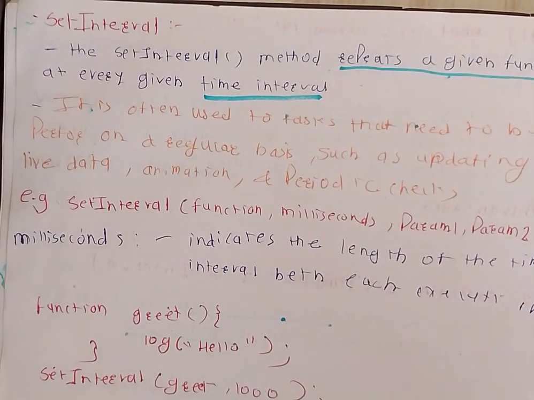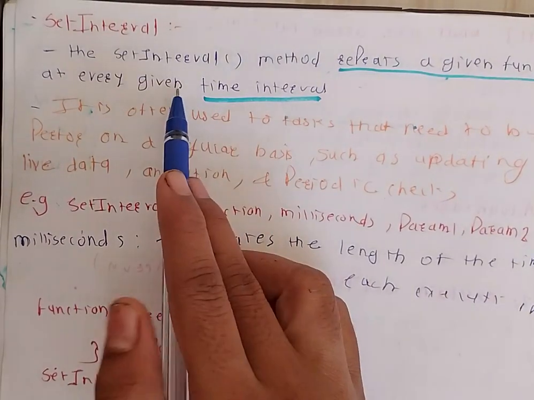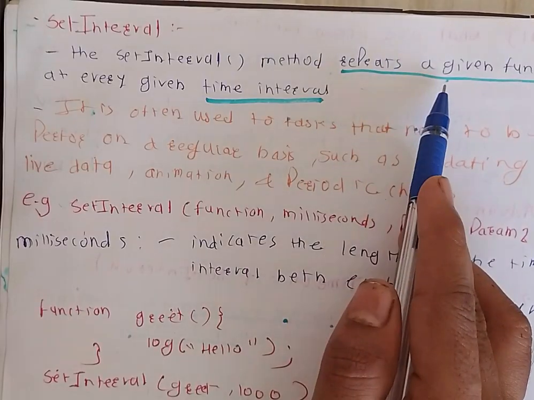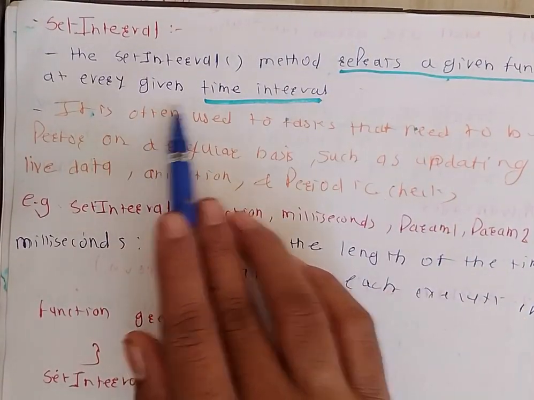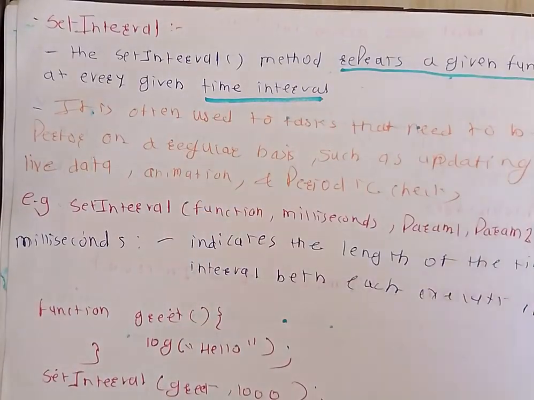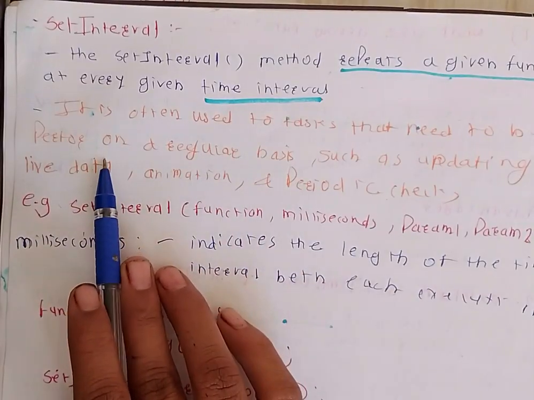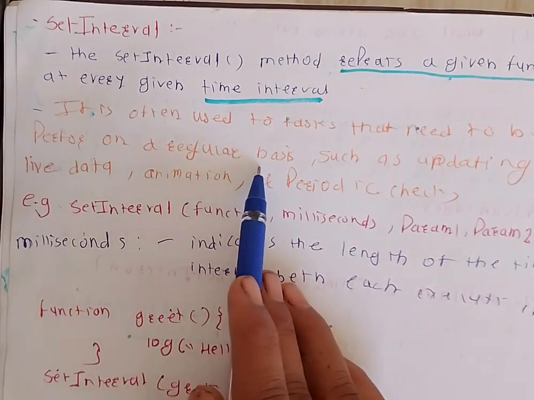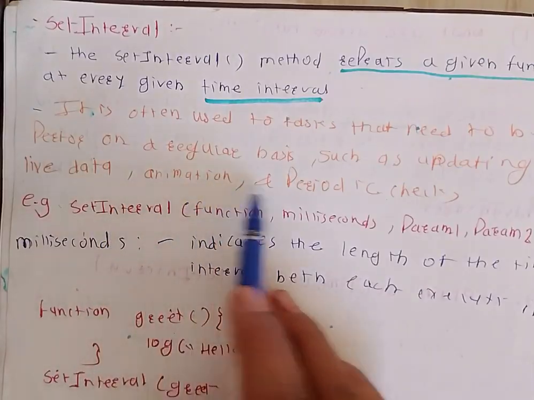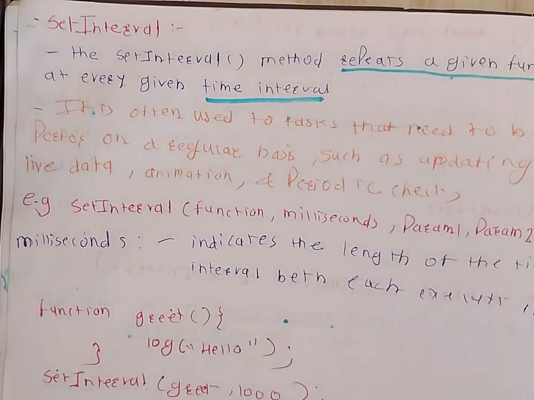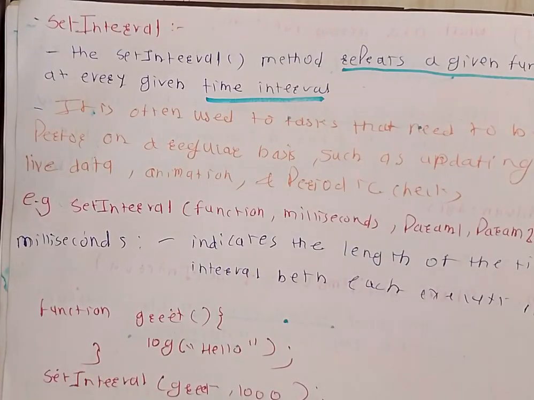So basically setInterval is a native function in JavaScript, and we can say it is like a method that repeats the given function at every given time interval. It is often used for tasks that need to be performed on a regular basis, such as updating live data, animation, and periodic checks.